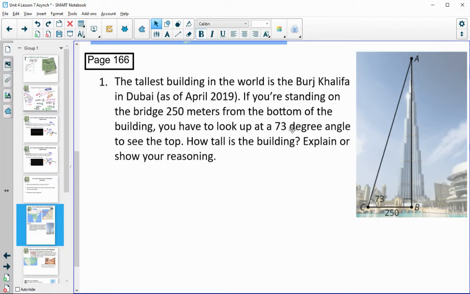You have to look up, okay? So you look up at a 73-degree angle to the top of the building. How tall is the building? Okay, explain or show your reasoning.